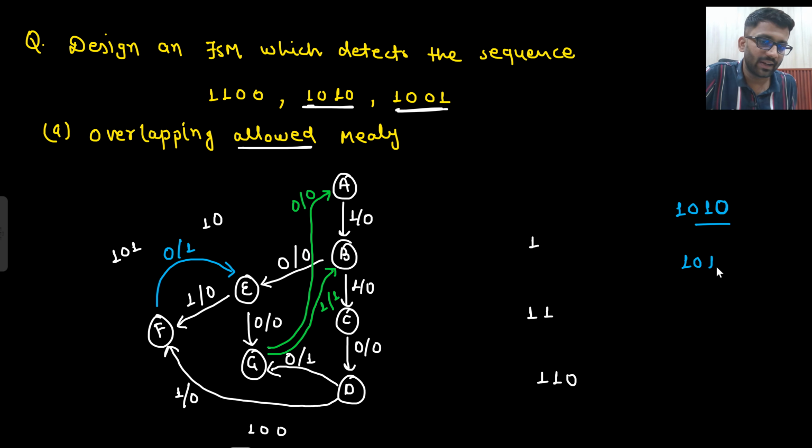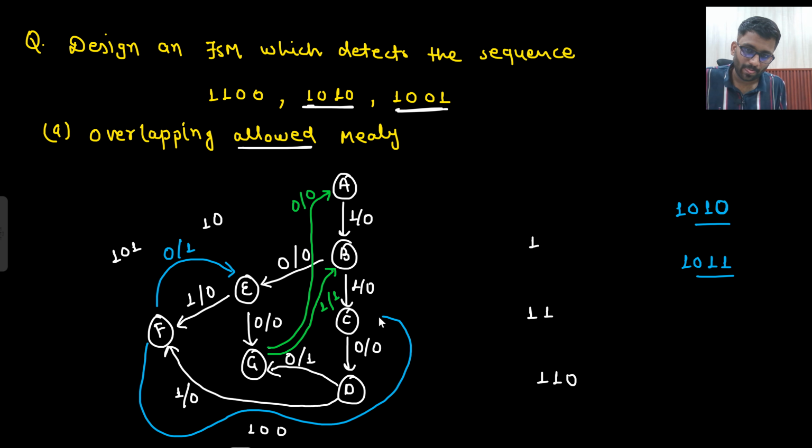If my applied input was 1, that means the sequence has not been detected. But I will look for the best possible case now. Best possible case is 011. Do I see 011 anywhere? No. Do I see 11 anywhere? Yes, that is the state C. So from F to C I will go, if my applied input is 1. But the sequence is not detected, so I will give output 0.